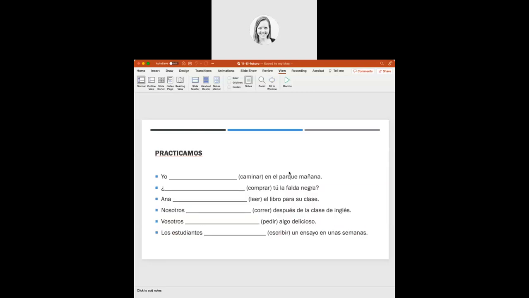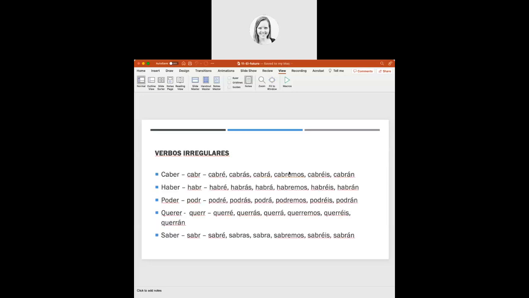Let's go ahead and practice it. Go ahead and pause the video and see if you can conjugate the verbs in the blanks according to the subject or subject pronouns. And then you can start the video and the next slide will show you the answers. And there are your answers. Okay, so that's the regular verbs. Let's talk about the irregulars.